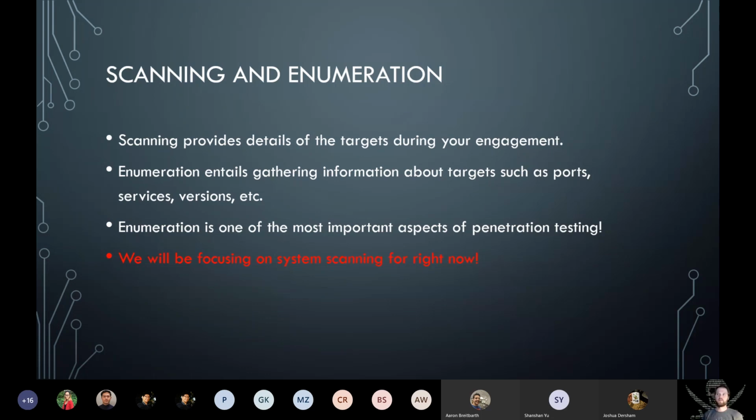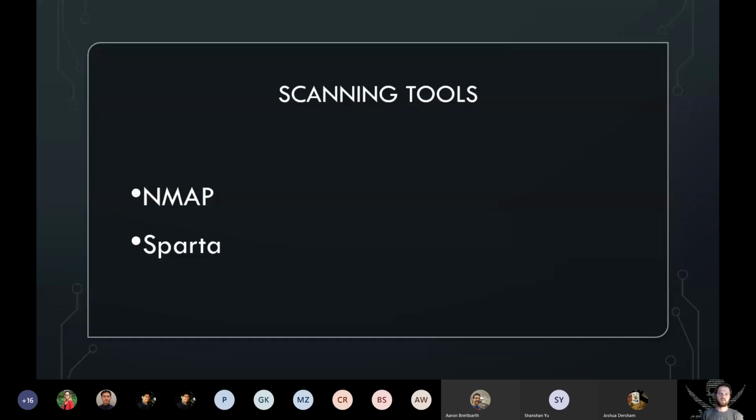Enumeration entails gathering information about targets such as ports, services, versions, all the good stuff, right? One of the big things we have to know is the versions of those services, because certain services may be outdated and they may have versions that are vulnerable. So it's a big thing to know. Enumeration is one of the most important aspects of penetration testing, 100%. And I mentioned that before. You'll hear sayings where it says enumerate, enumerate. So we're going to be focusing on system scanning. There are other different ones, such as web app scanning, application scanning, things like that.